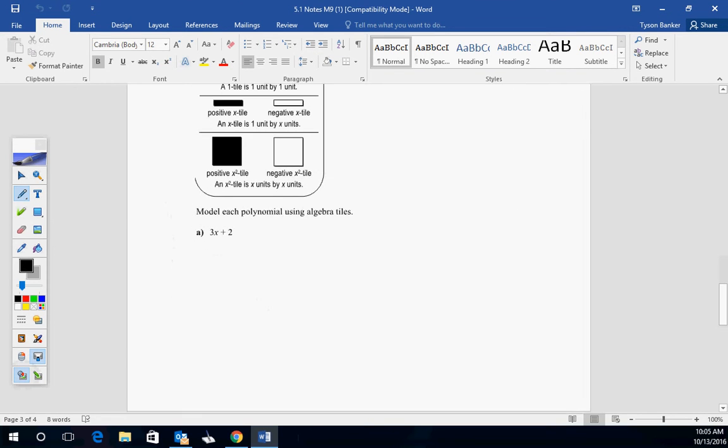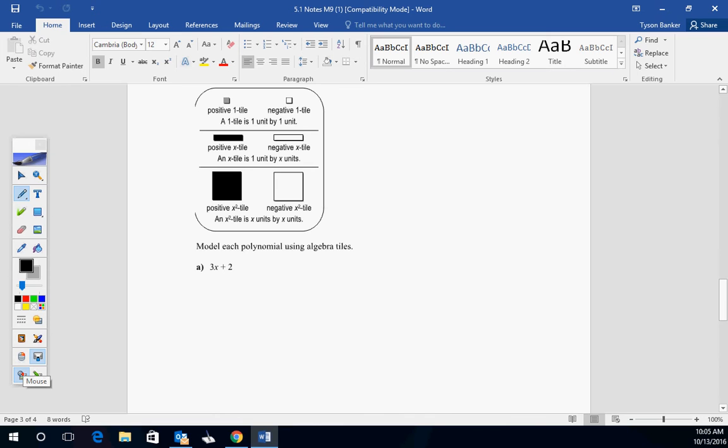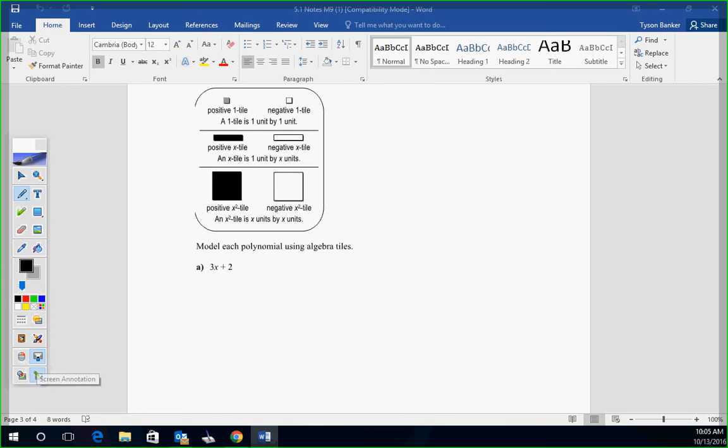All right. Okay, so model each polynomial using algebra tiles. So I'm not a huge algebra tile person, but algebra tiles do help visual learners, so I still go through them a bit. This is what they look like. Positives are dark, whites are negatives when it comes to algebra tiles. So it says model it with algebra tiles. So 3x plus 2 with algebra tiles would just be 3 x's shaded, and then 2 units shaded.